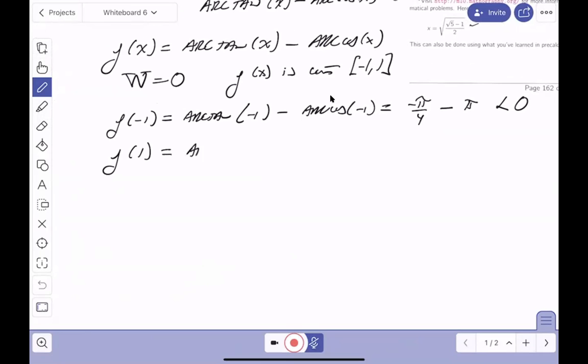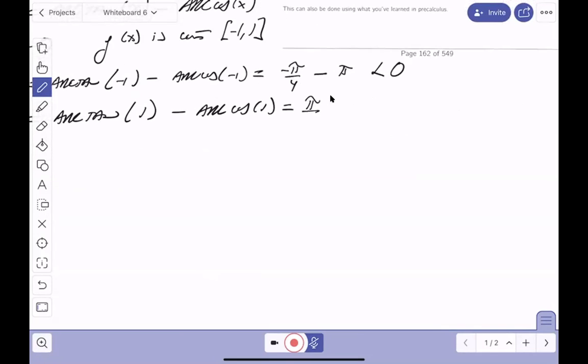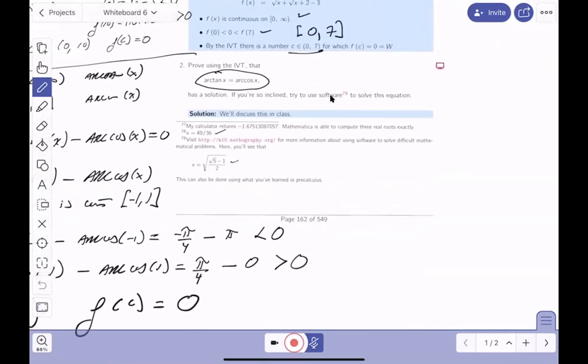What do you get? Arc tangent of 1 minus arc cosine of 1. Again, I'm not memorizing, I'm reasoning. What's the arctangent of 1? Pi over 4 minus the arc cosine of 1 is 0. Clearly, it's a positive number. What do I now know? I now know there's a c on the open interval between -1 and 1 such that f of c would equal 0. What are we using? IVT.